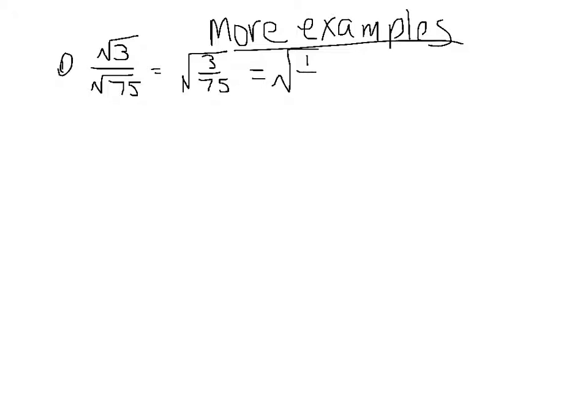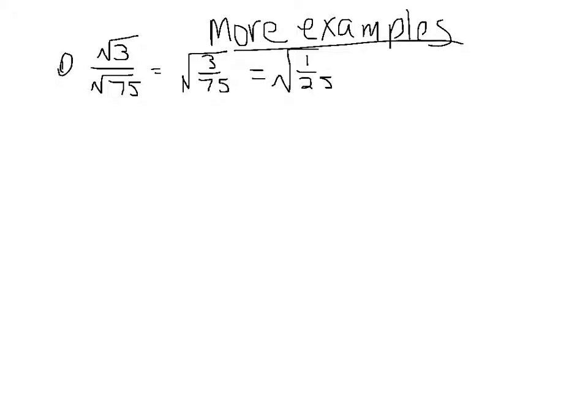First one we're going to do is the square root of 3 over the square root of 75. We don't know the square root of 3, or do we know the square root of 75, so we're going to put it together, and we're going to have the square root of 3 over 75. That doesn't help us very much, but we know that 3 over 75 can reduce. Both 3 and 75 divide by 3, so that'd leave us 1 over 25.